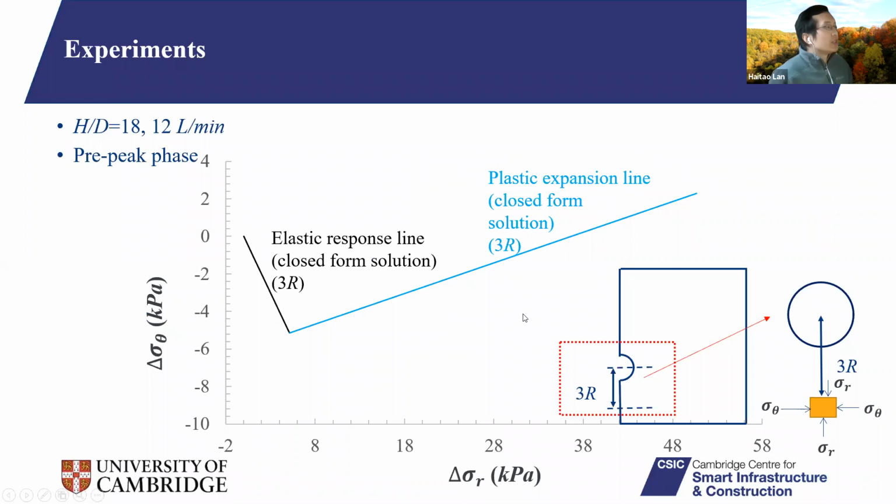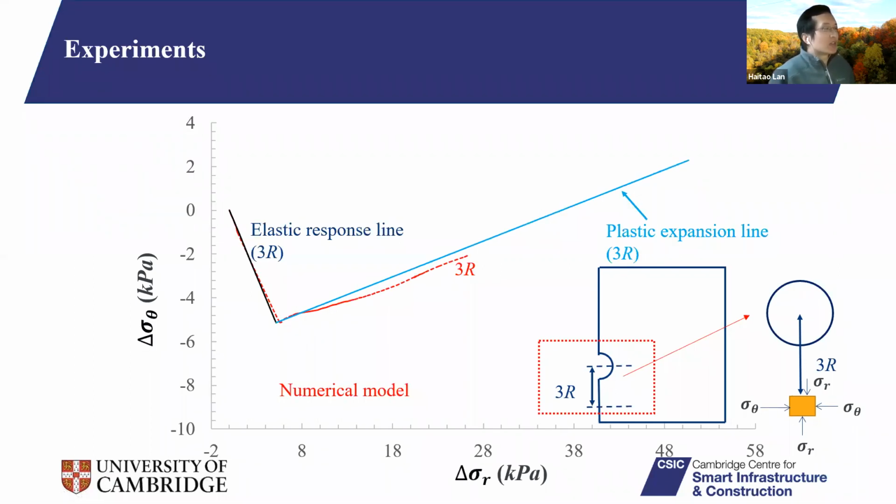So here is the earth pressure. These are the results from the earth pressure sensor. I will show you the theoretical solutions later. Because we buried the sensor at 3 times the radius below the inverted borehole, as shown in the previous slide, the x-axis here is the change of radial stress, and the y-axis is the hoop stress. The black line and the blue line here are the theoretical solution and the closed form solution. And the red line here is the result from our numerical modeling. That's pretty close to the theoretical or closed form solution.